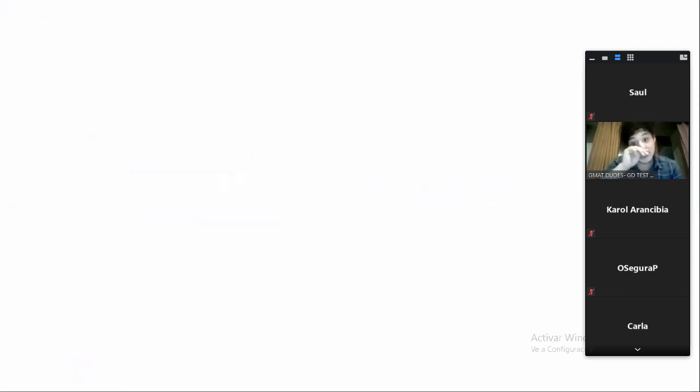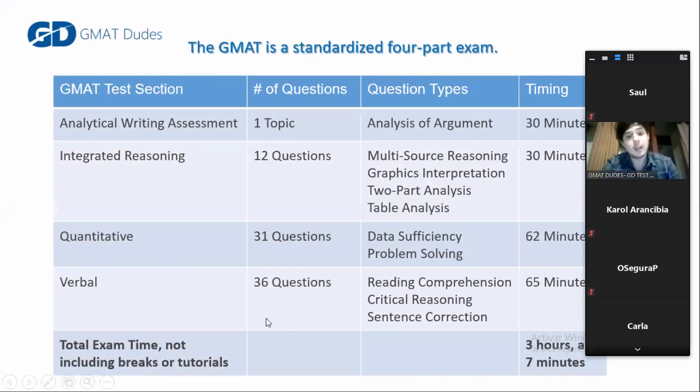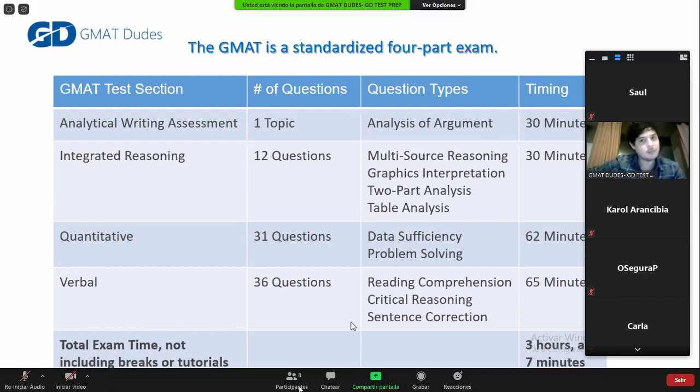First of all, welcome to GMAT Dudes and welcome to the model class. To begin with, I'd like to tell you a little bit about the test, about the GMAT. I wanted to ask you, does anybody know anything about the GMAT? For example, do you know what the GMAT is? That's okay. I'm sorry, what's your name? Your name is Saul, right? Perfect, Saul. Very nice to meet you.